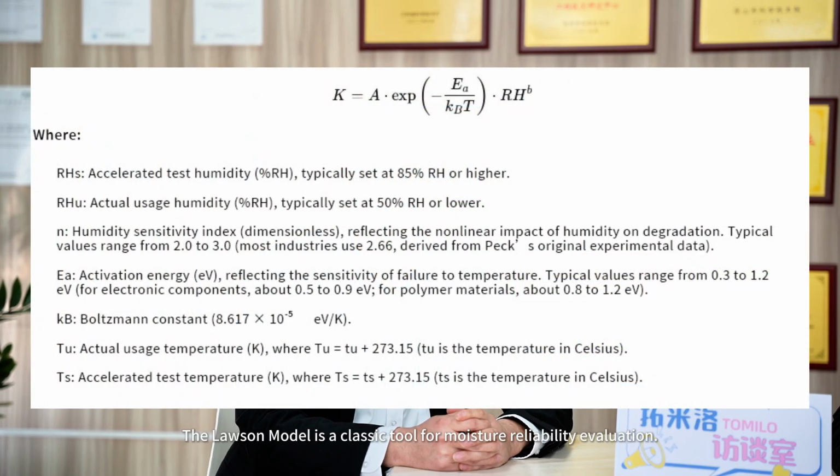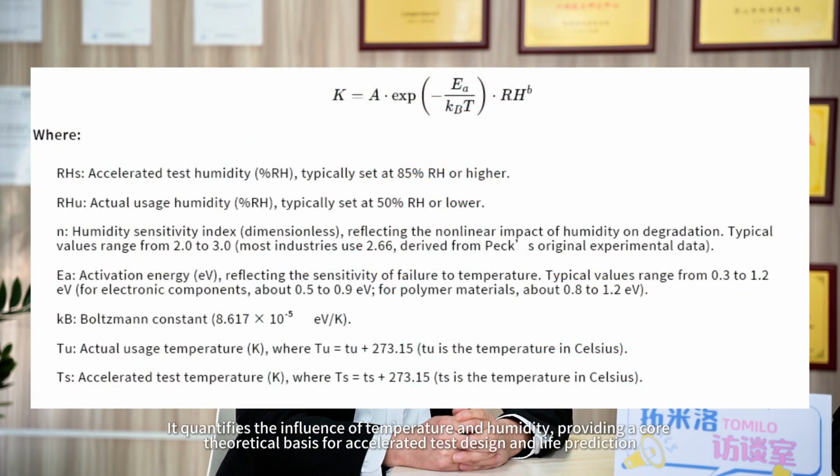For constant heat and humidity tests, there are two main models, the Lawson model and the Peck model. The Lawson model is a classic tool for moisture reliability evaluation. It quantifies the influence of temperature and humidity, providing a core theoretical basis for accelerated test design and life prediction.